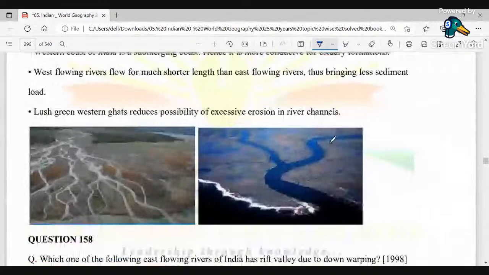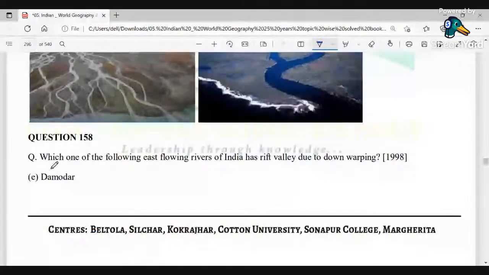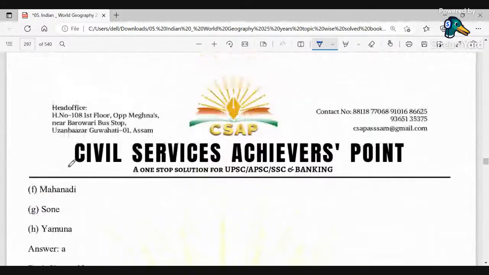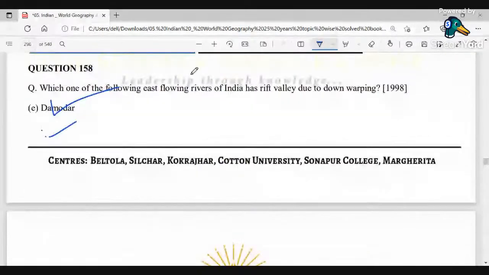Okay. Coming to question number 158, which one of the following east flowing rivers in India has a rift valley due to down warping? So, Damodar, Mahanadi, Son, Yamuna. So, obviously it's Damodar because this river is directly having a rift valley due to its down warping.